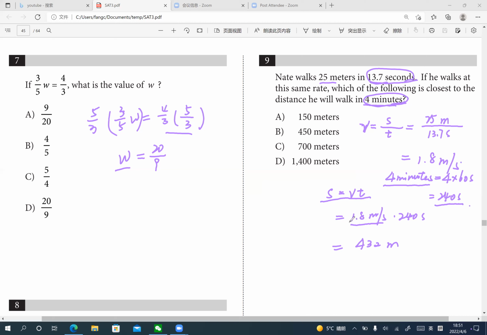So we use 1.8 meters per second times 240 seconds and do it on the calculator. We get 432 meters. Option B is the closest number.